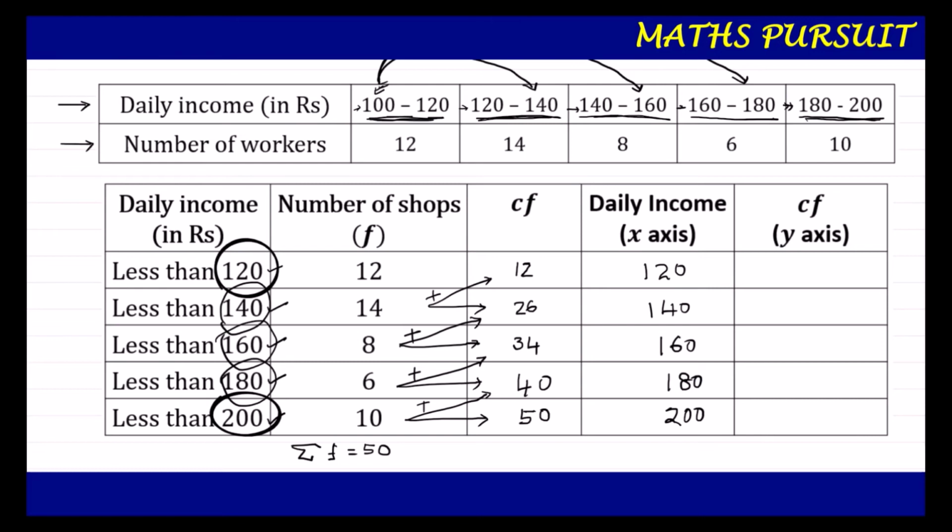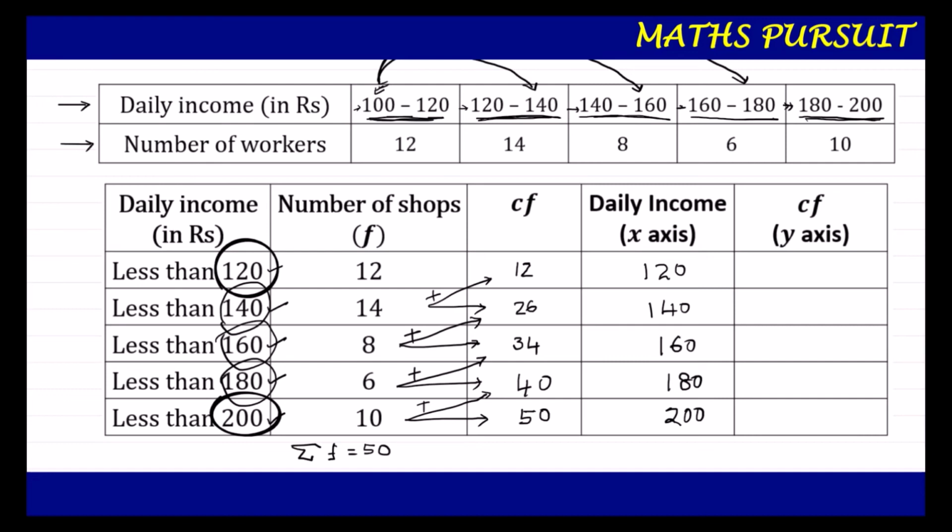We are going to consider the daily income like 120, 140, 160, 180, 200. So from where we got these figures? We got these figures from our first column, that is less than 120, less than 140. So these numbers we are picking up here and putting in our x-axis.